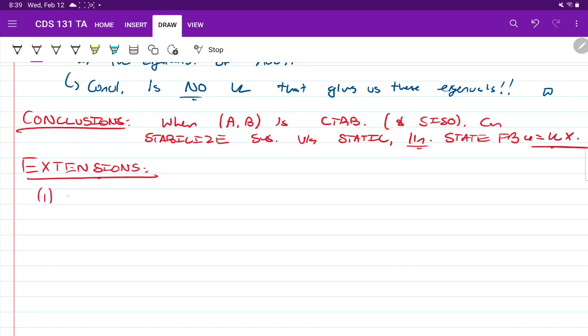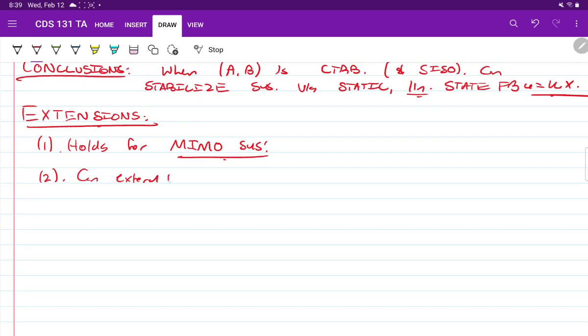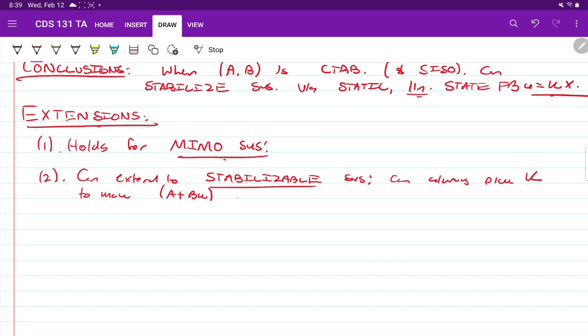Okay. So first is that this result holds for the MIMO case. The proof is kind of similar, except instead of transforming your system into controllable canonical form, you transform it into a MIMO analog of controllable canonical form. All right. So it holds for MIMO systems. That's great. Now what else do we have? Well, we can also extend to stabilizable systems. So we can always pick K to make A plus BK Hurwitz when (A, B) is stabilizable.